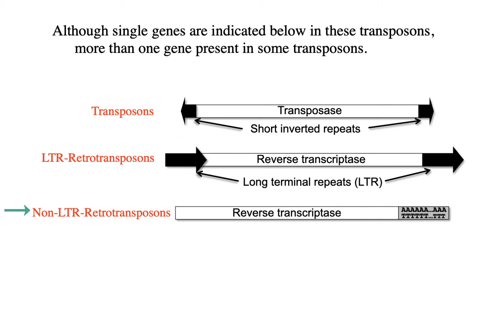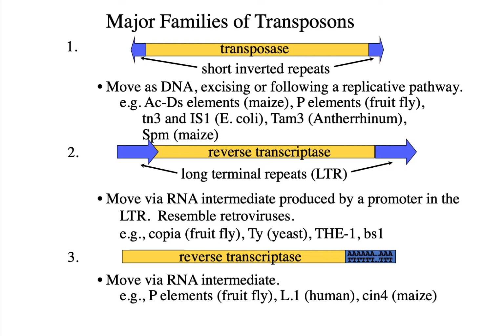Non-LTR retrotransposons, at least some of them, have a reverse transcriptase as well as what looks like a poly-A tail. So it appears that they originated from an mRNA that then was copied into a DNA and inserted into the genome. Here are a few more specifics on these different types of transposons.